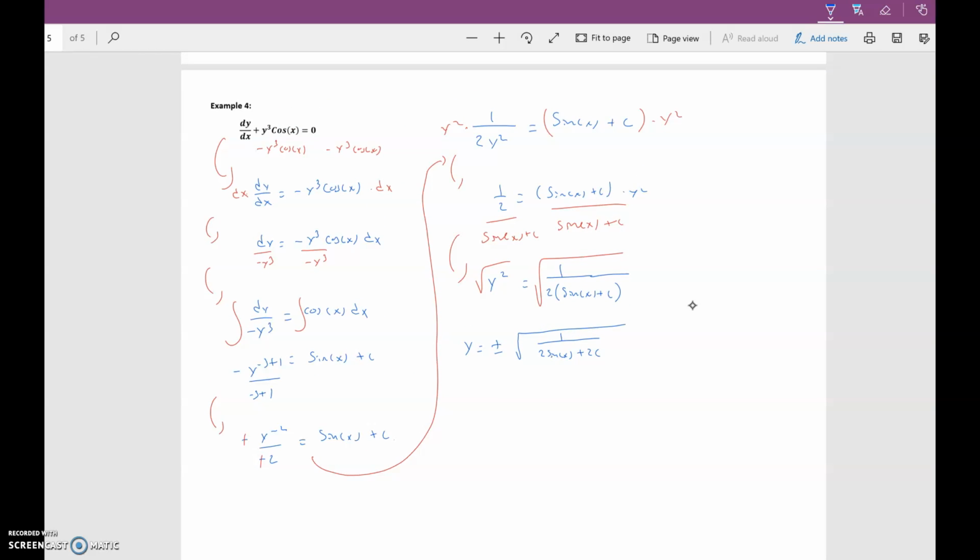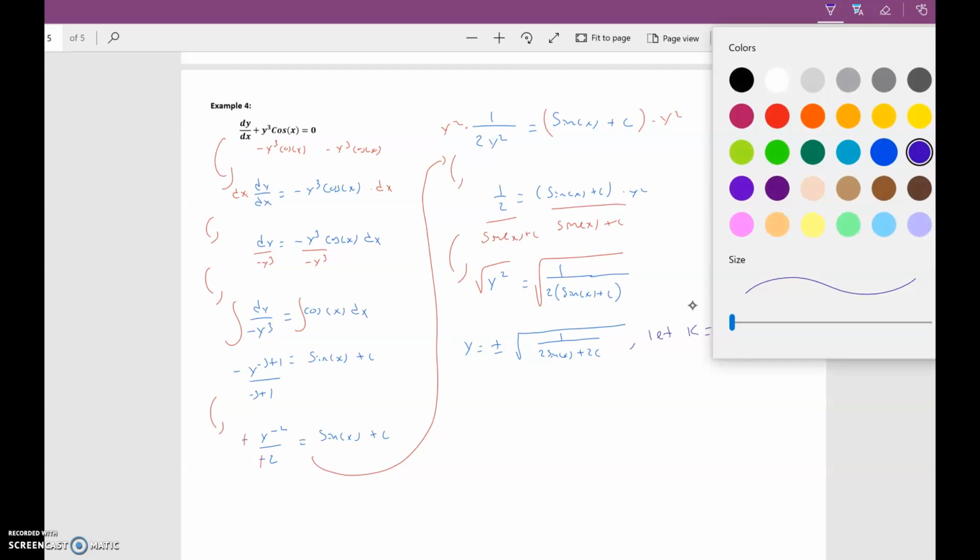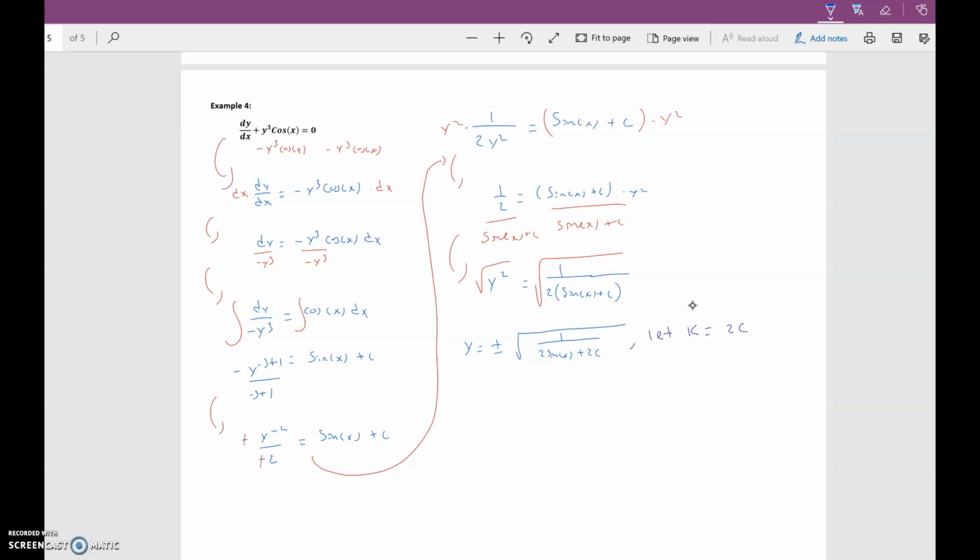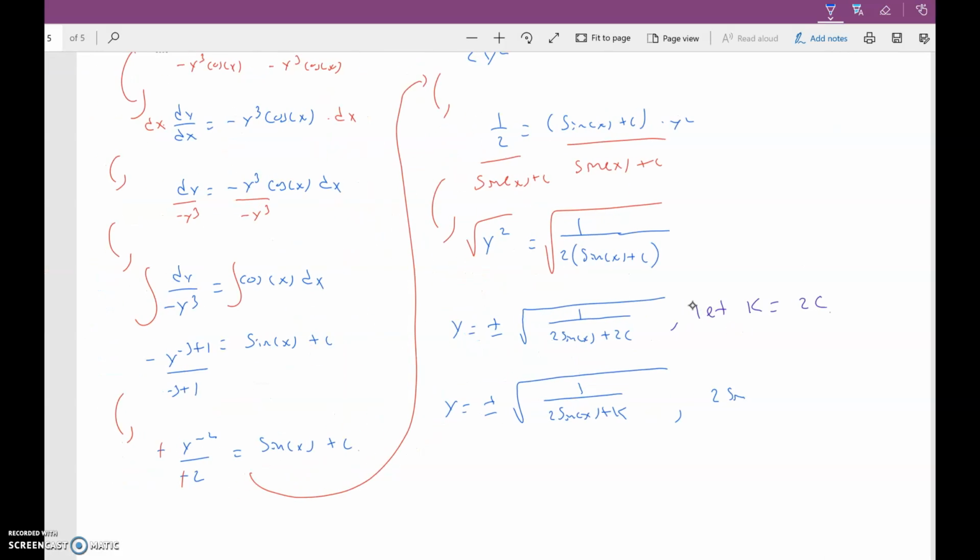And technically, you could say, let the values of k be equal to 2c. So our final solution, we can express it as y is equal to plus and minus the square root of 1 over 2 sine of x plus the values of k. And then technically your disclaimer is going to be that 2 sine of x plus k cannot equal 0.